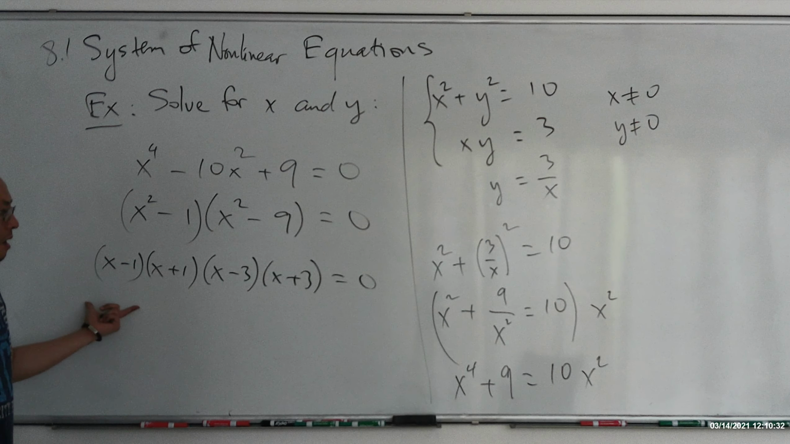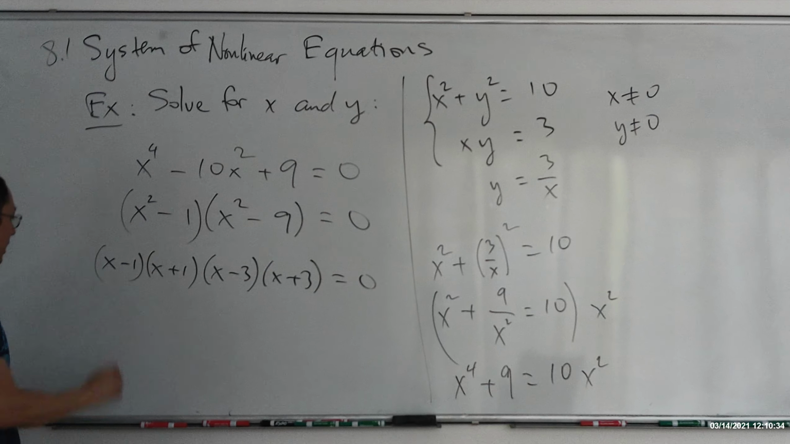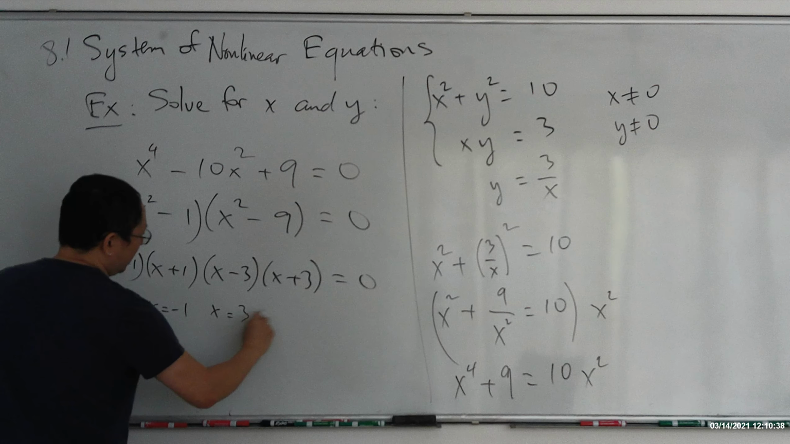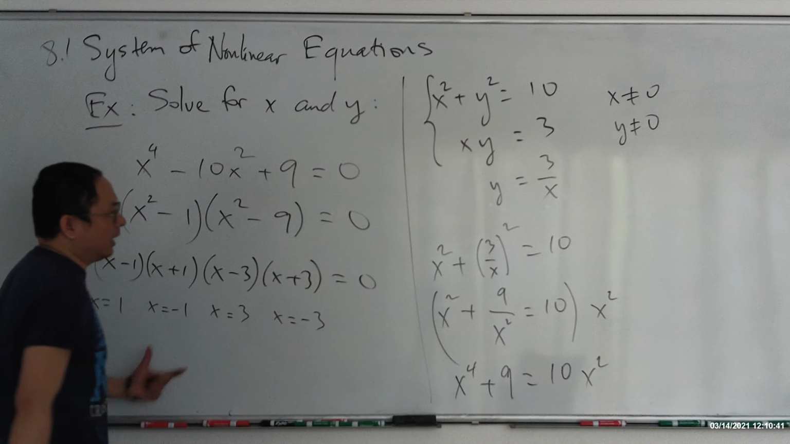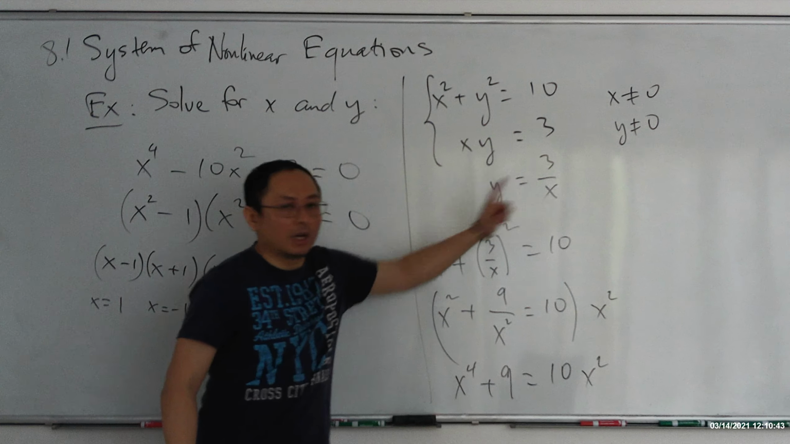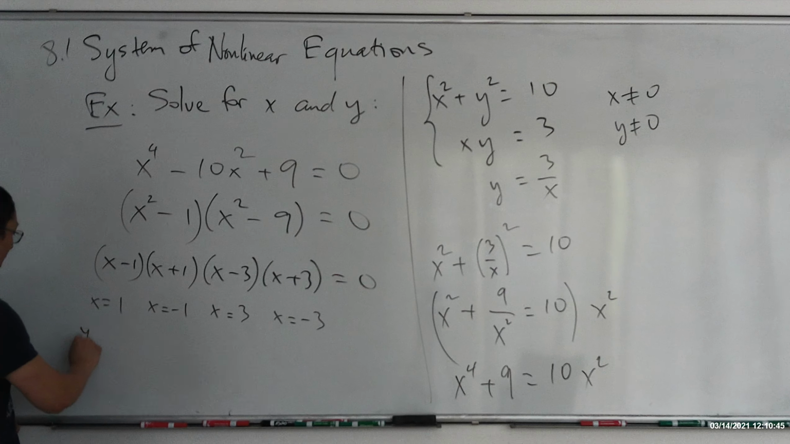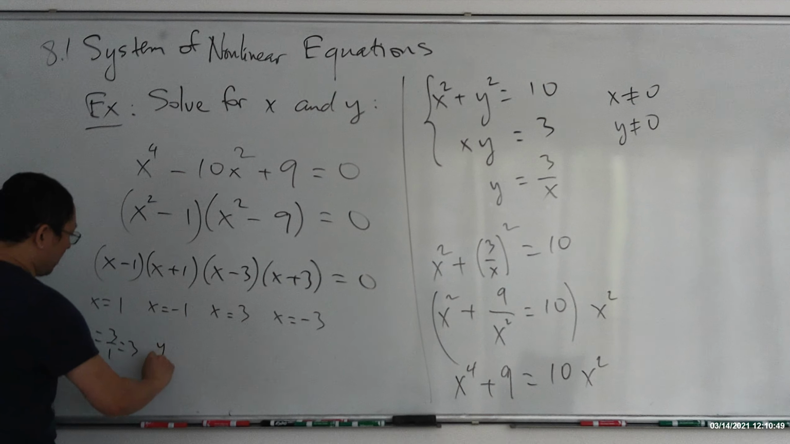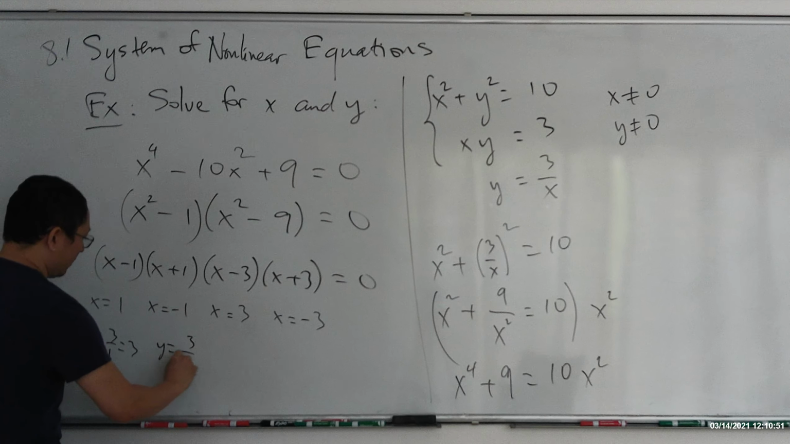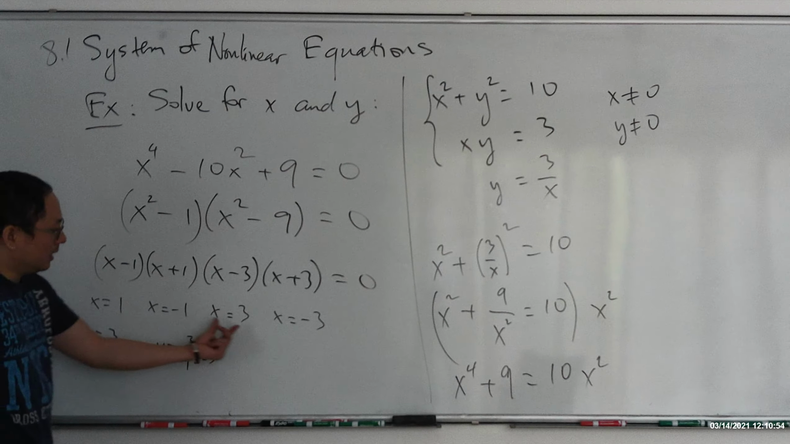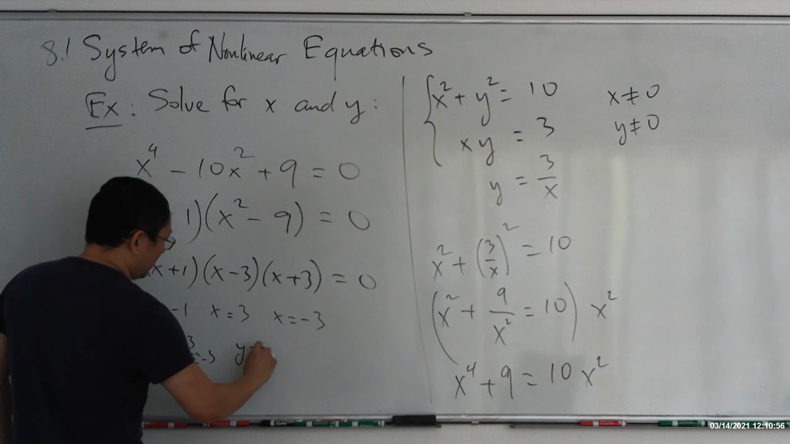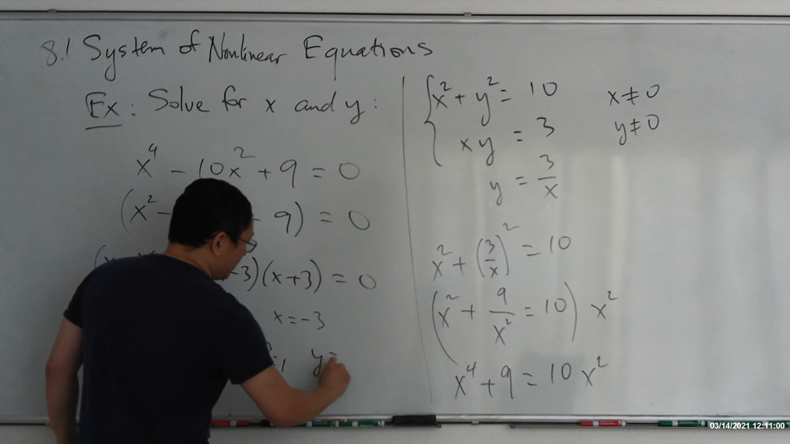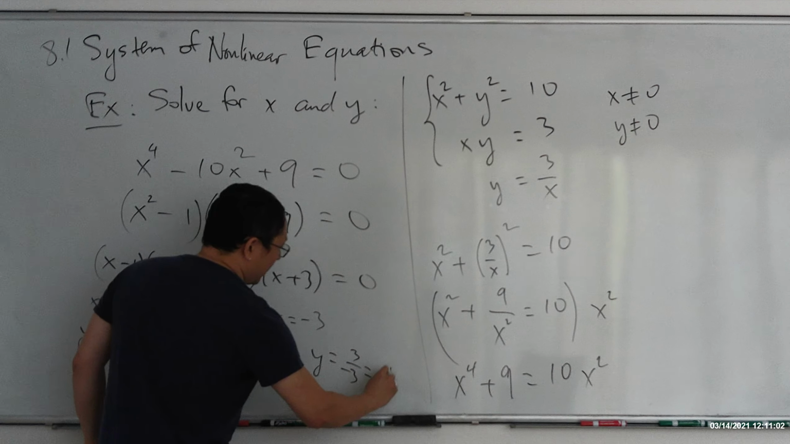You're going to end up with 4 solutions for x: x equals 1, x equals negative 1, x equals 3, or x equals negative 3. And then, of course, having x, you can solve for y. For x equals 1, y is 3 over 1, which is 3. For x equals negative 1, y is 3 over negative 1, equal to negative 3. For x equals 3, y equals 3 over 3, which is 1. For x equals negative 3, y is 3 over negative 3, equal to negative 1.